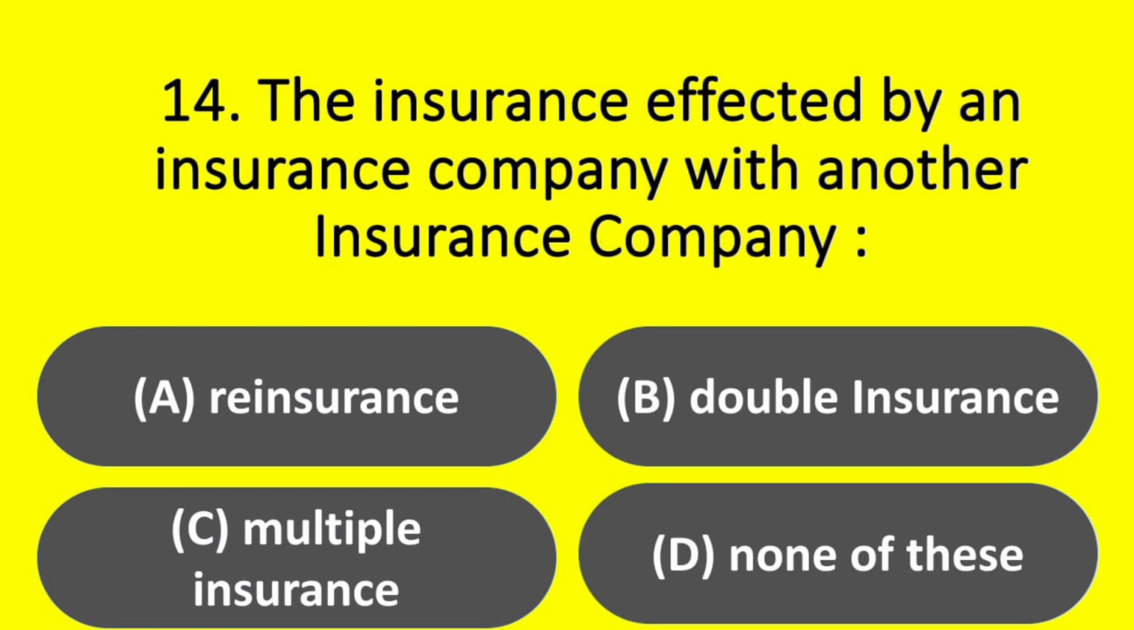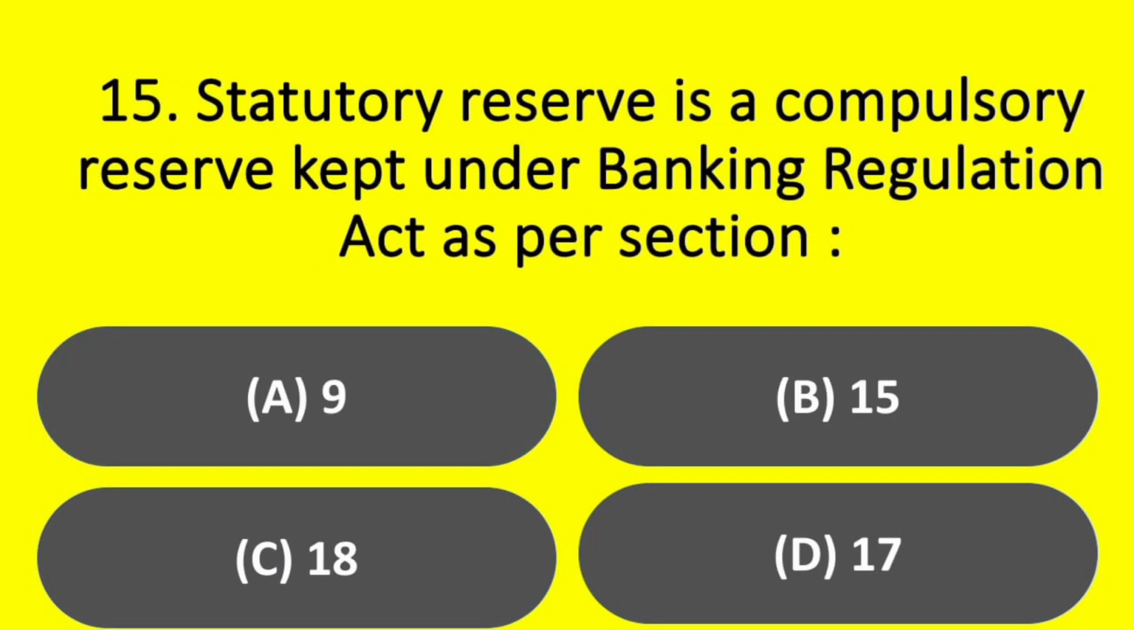Question. The insurance effected by an insurance company with another insurance company: option A, reinsurance; option B, double insurance; option C, multiple insurance; option D, none of these. Answer: option A, reinsurance.